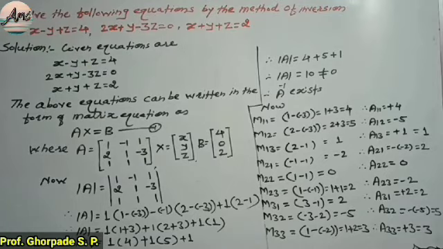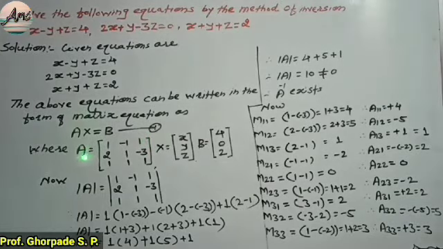Solution. Given equations are x minus y plus z equal to 4, 2x plus y minus 3z equal to 0, x plus y plus z is equal to 2. If you see, the right hand sides of these equations are the constant terms. The constant terms are present in the right hand side, which means the given equations are in standard form. The above equations can be written in the form of a matrix equation as Ax is equal to B. You know that this Ax is equal to B is known as a matrix equation. Say equation number 1.